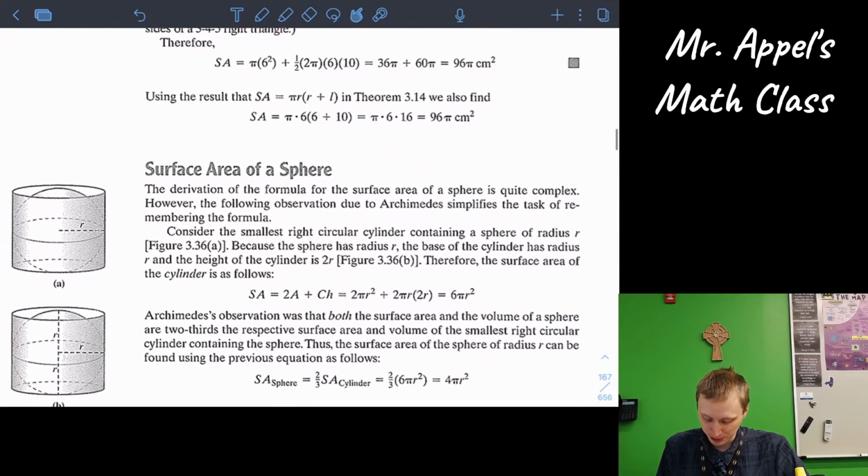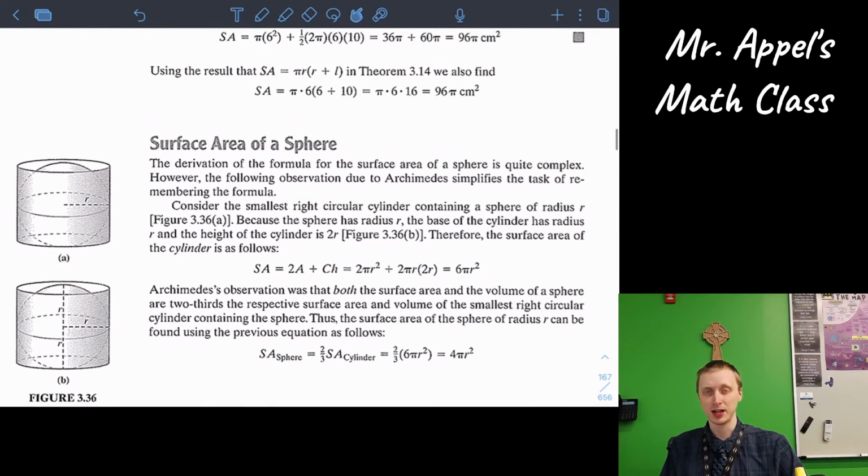All right, and last but certainly not least, we have the surface area of a sphere, the roundest of round objects. The derivation of the formula for the surface area of a sphere is rather complex, actually. In fact, a true derivation will involve a little bit of calculus. However, the following observation, due to Archimedes, simplifies the task of remembering the formula. Good old Greek mathematician Archimedes.